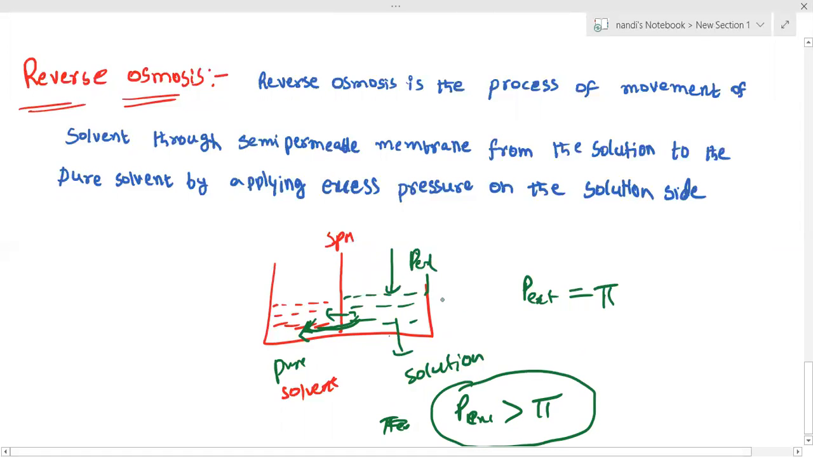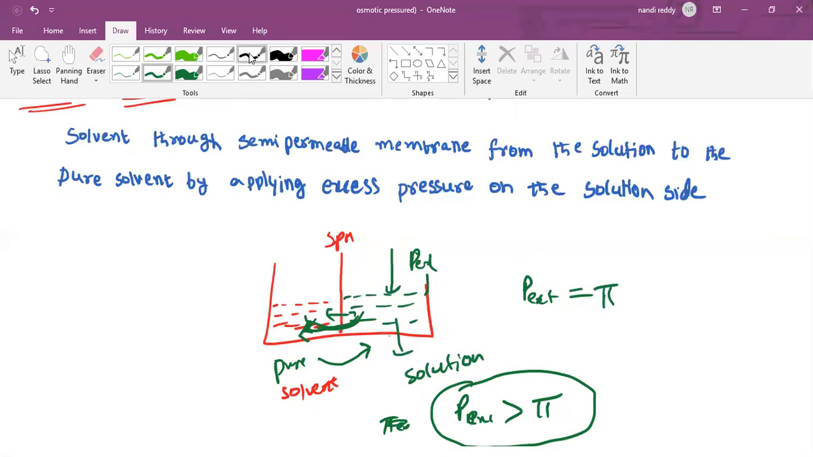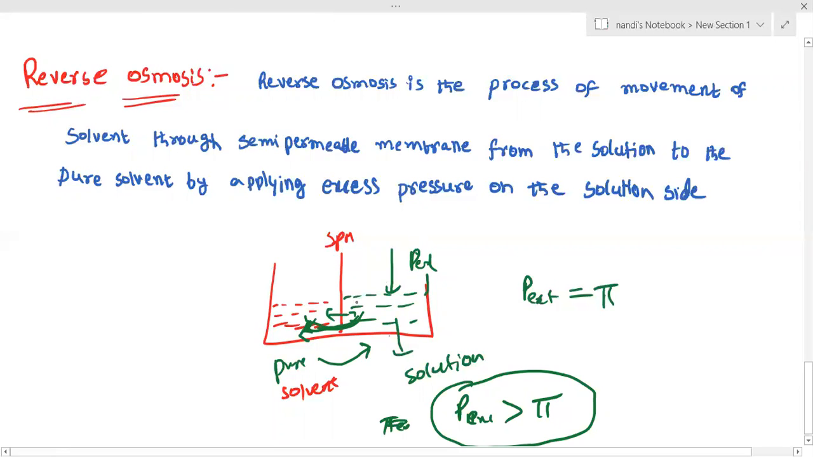So then molecules are moving from solution to solvent. So this is reverse. It is supposed to be solvent to solution, but here the reverse happened. Is it correct? By applying more external pressure, water molecule flow from solution to solvent can occur. Supposed to be solvent to solution, which is osmosis, but this takes place in reverse. That we call reverse osmosis.